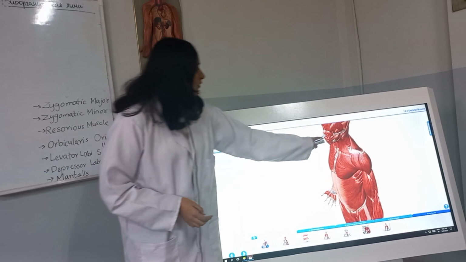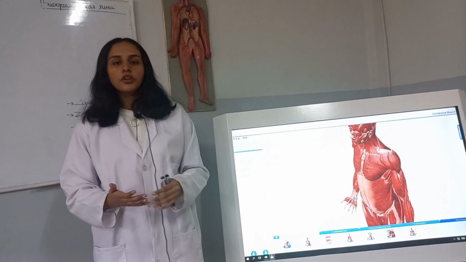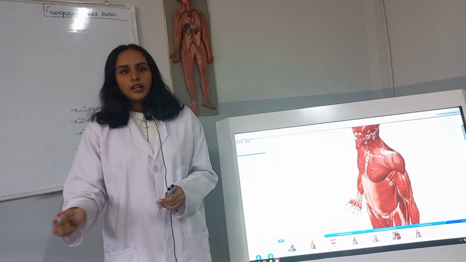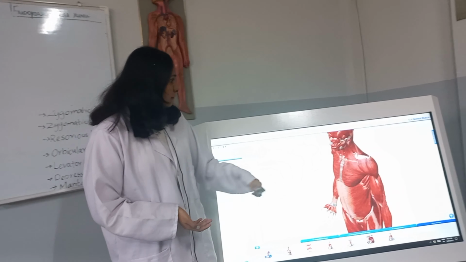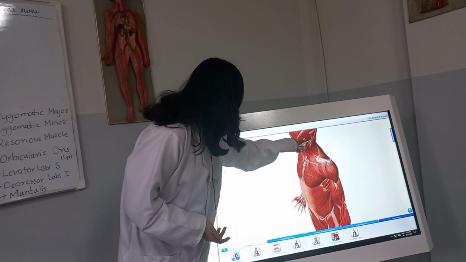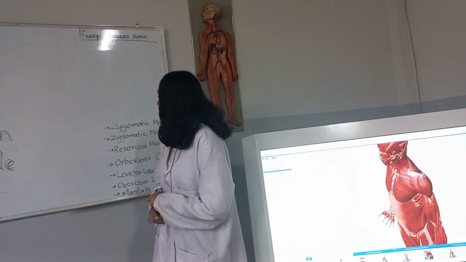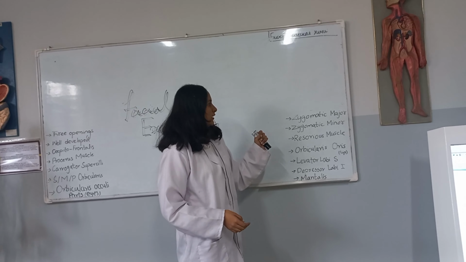Then we have the orbital part. It is for the forceful closure of eyes, like in the situation of dust, high intensity light, and rain. Then we have a lacrimal part here, and its work is the dilation of lacrimal gland. Okay. Then we have zygomatic major and zygomatic minor muscle.